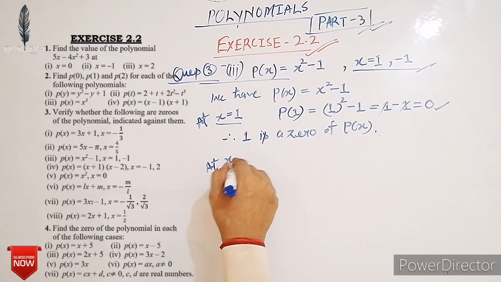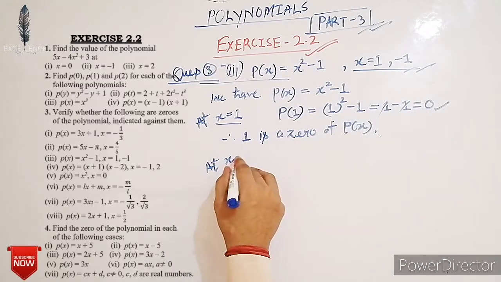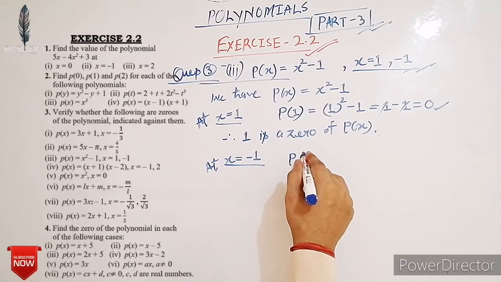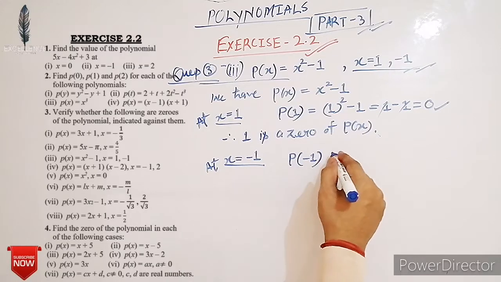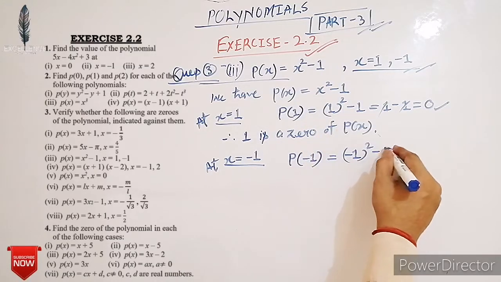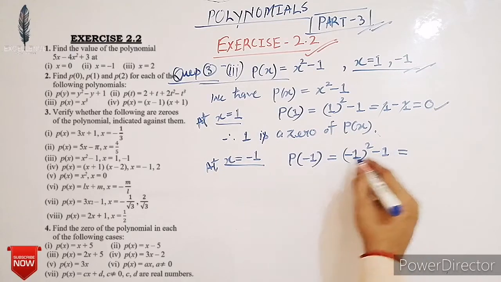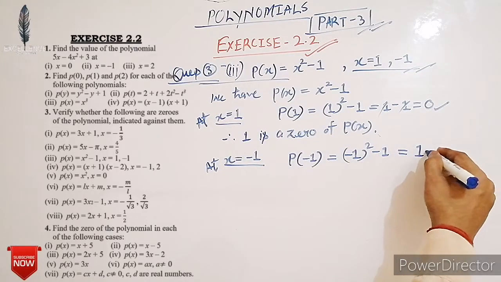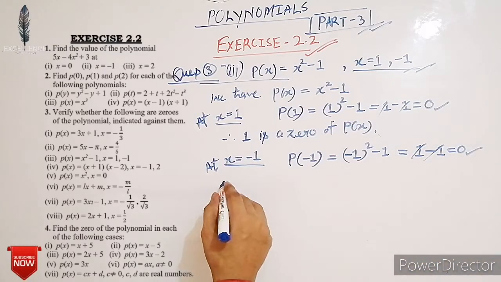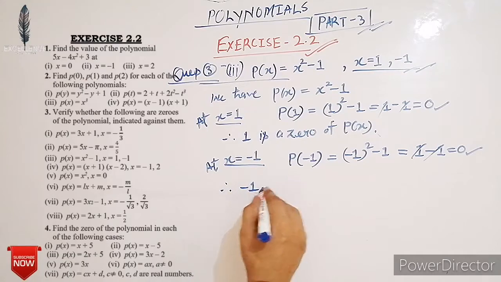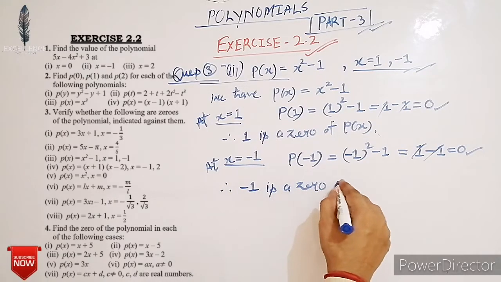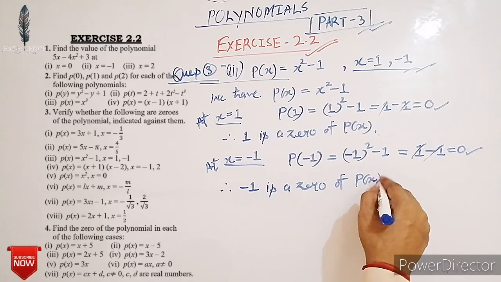Here at x = -1. So p(-1) = (-1) whole square - 1 = 1 - 1 = 0. So -1 is a zero of p(x). Okay students.